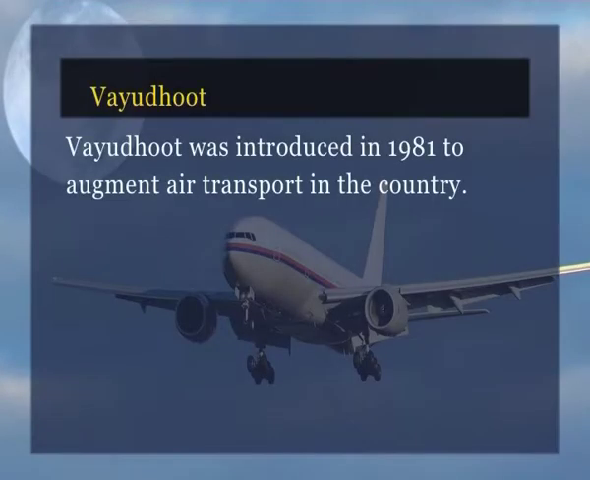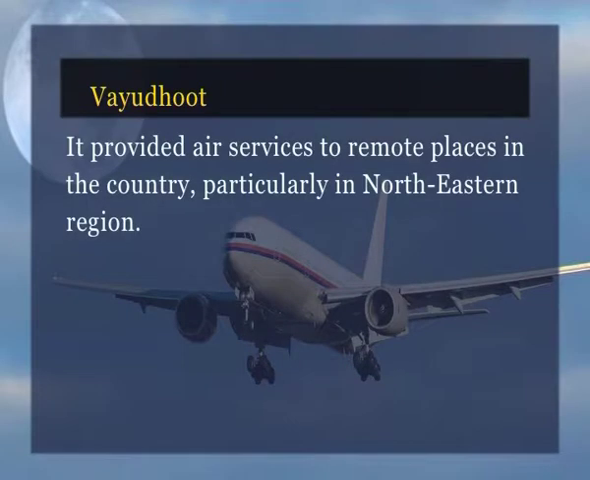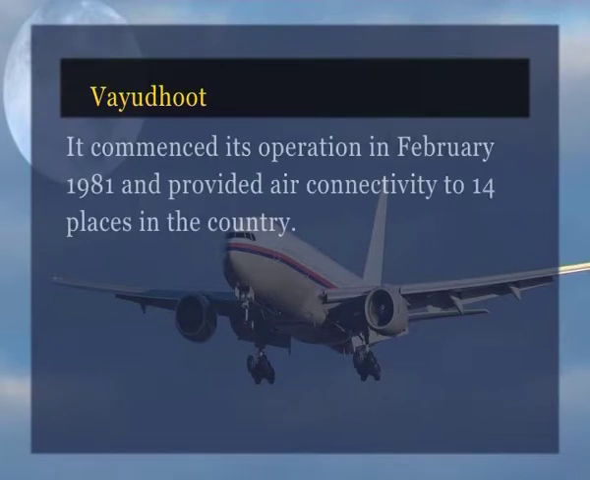Vayudut. Vayudut was introduced in 1981 to augment air transport in the country. It provided air services to remote places in the country, particularly in the northeastern region. It commenced its operation in February 1981 and provided air connectivity to 14 places in the country. Its major role was to provide air services to northeastern regions like Arunachal Pradesh, Meghalaya, Sikkim and Tripura.